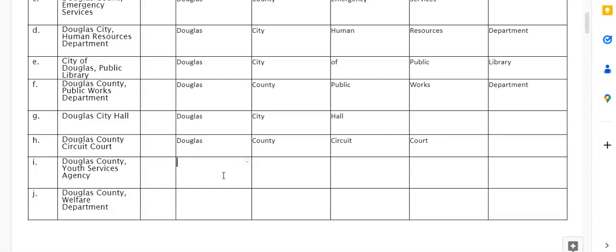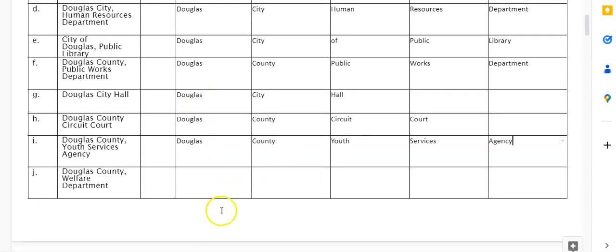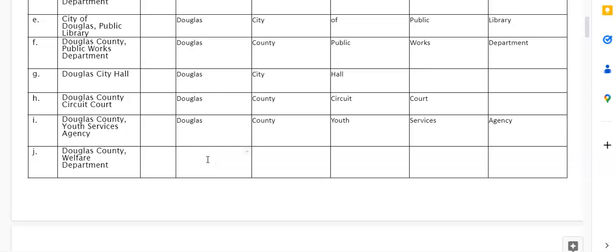Same thing for letter I. The name of the county is Douglas, which is our key unit. County is unit 2. And then the name of the agency is going to be last. So Youth is unit 3. Services is unit 4. Agency is unit 5. And then finally, we have Douglas County Welfare Department. Douglas is our key unit. County is unit 2. Then we have Welfare and Department.